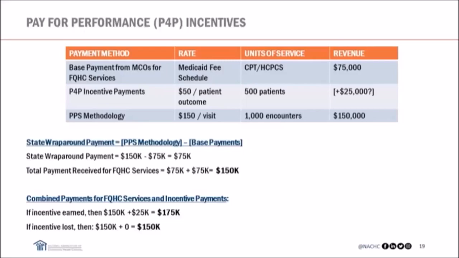But in addition to that, if the health center succeeds under the value-based payment methodology and earns all of its incentive payments, they could earn another $25,000. So total amount, $175,000 in total between payment for services and incentive payments. If they don't get the incentive, they lose the extra incentive of $25,000. They're just back to their base PPS, which is $150,000 for the services that they provided.